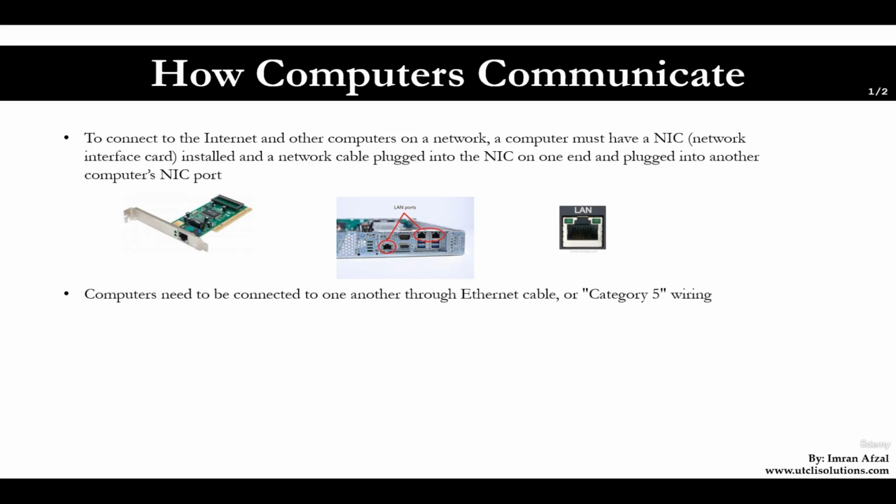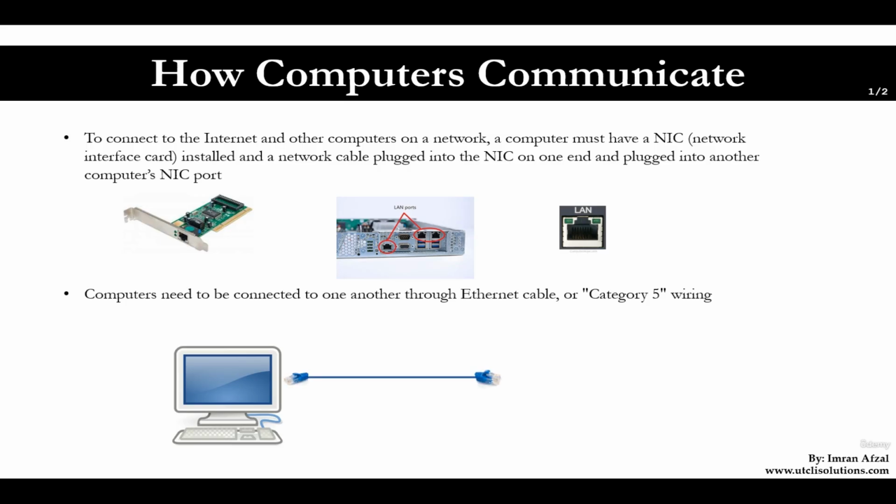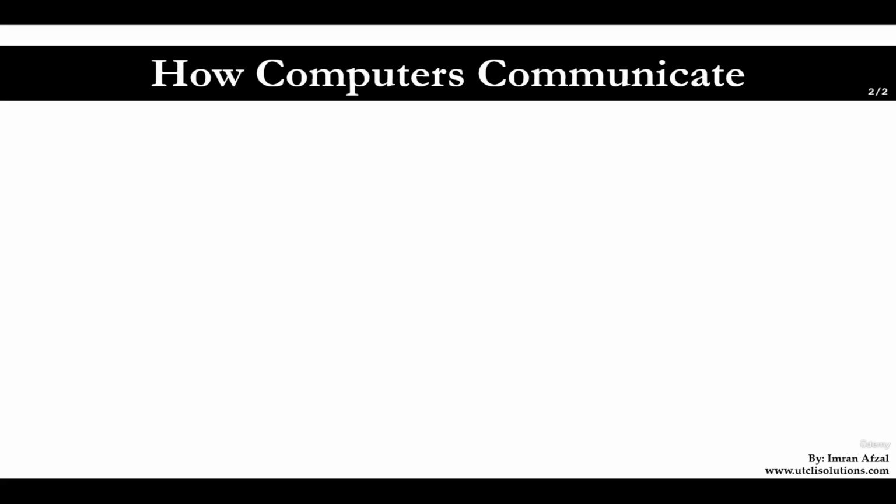Now, computers need to be connected to one another through Ethernet cable. That's Ethernet cable, also known as Cat5 for short, or as a whole, category 5 wiring. So let's look at our computer. This is a computer, and we connect our computer with that Cat5 cable, and we connect with another computer. Now, of course, if you want to connect it directly to another computer, you could use Cat5 or you could use a crossover cable. And then you could share files between these computers or communicate to those computers through sharing software installed on the operating system.